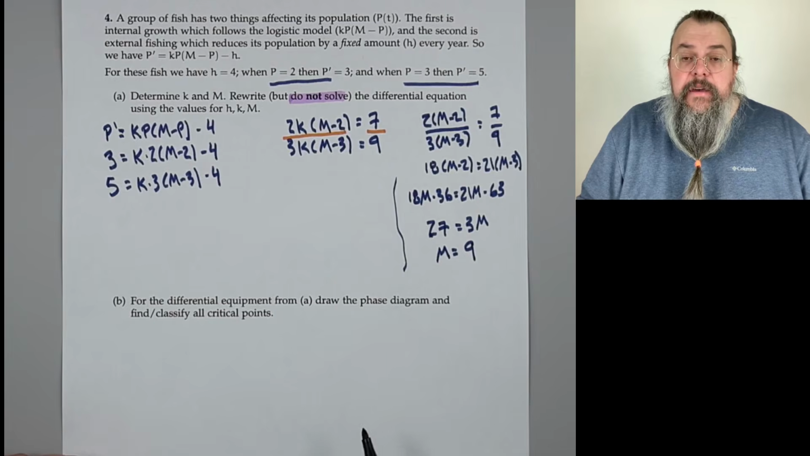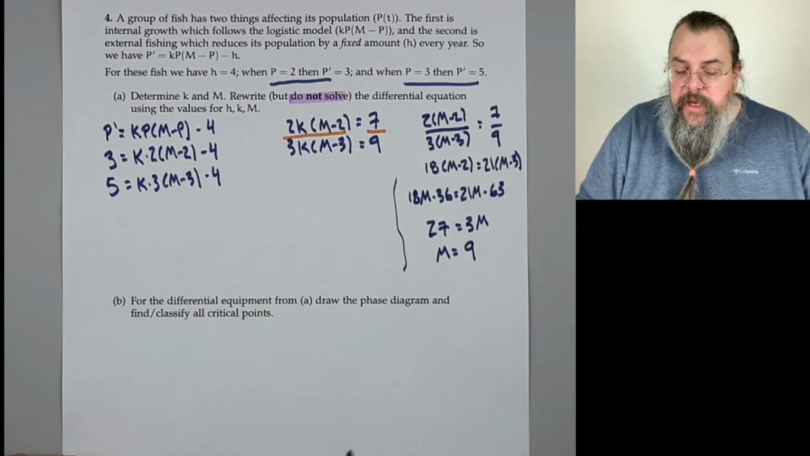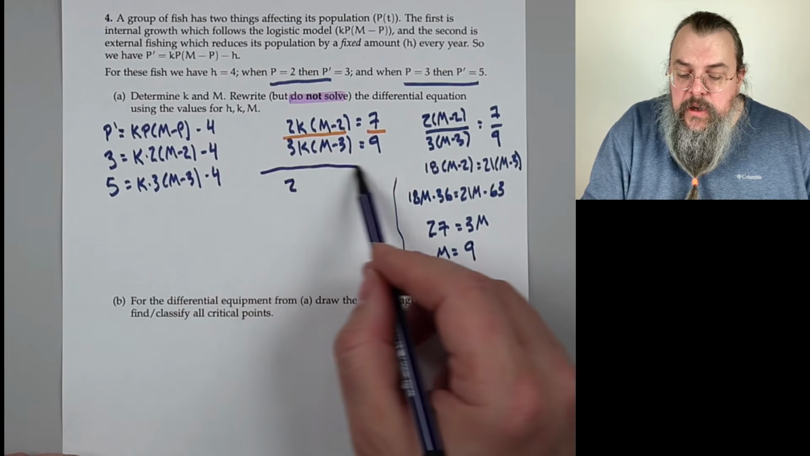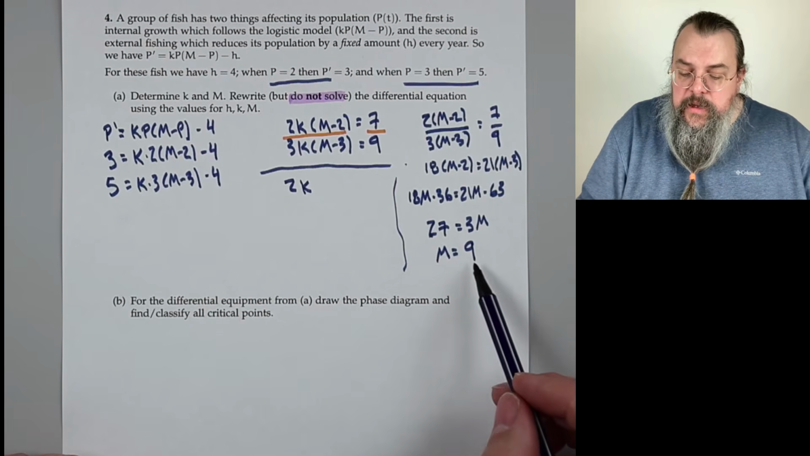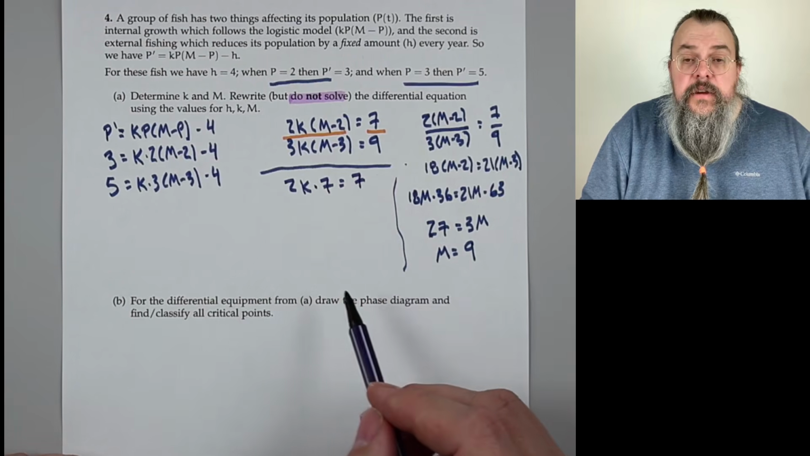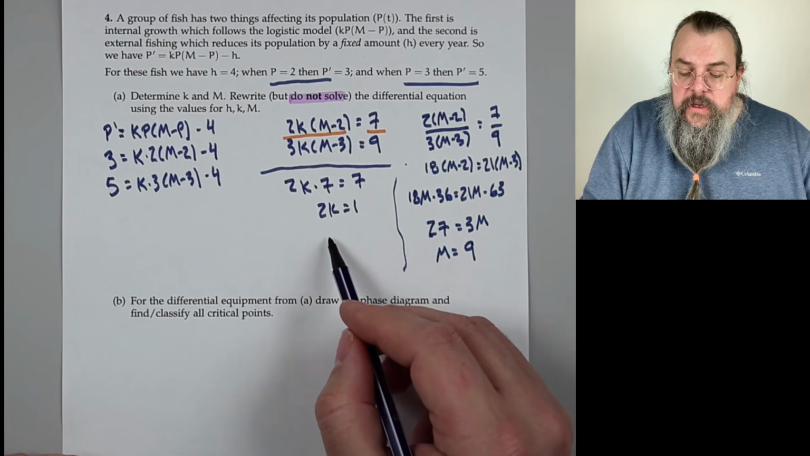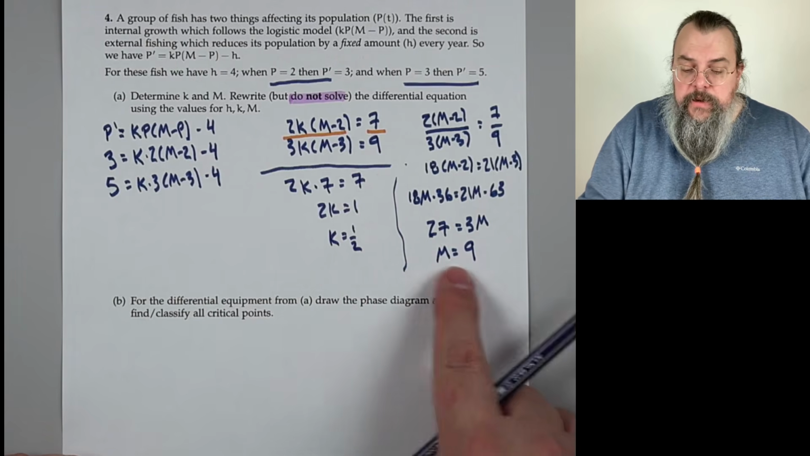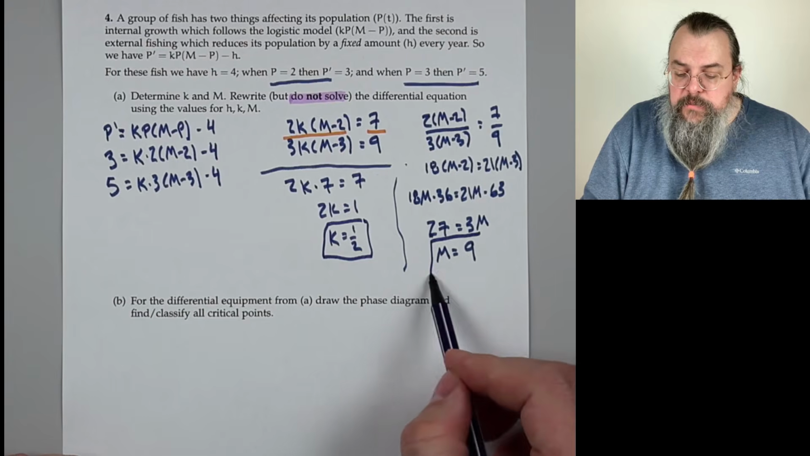How do we get k? Well, once we know m, we can plug it in to either equation, doesn't matter. So we'll get 2 times k times 9 minus 2 is 7 equals 7. Well, the 7's divide. 2k equals 1. K equals a half. Okay, we found m and k. All right, so that was part of our problem, so we should box that.